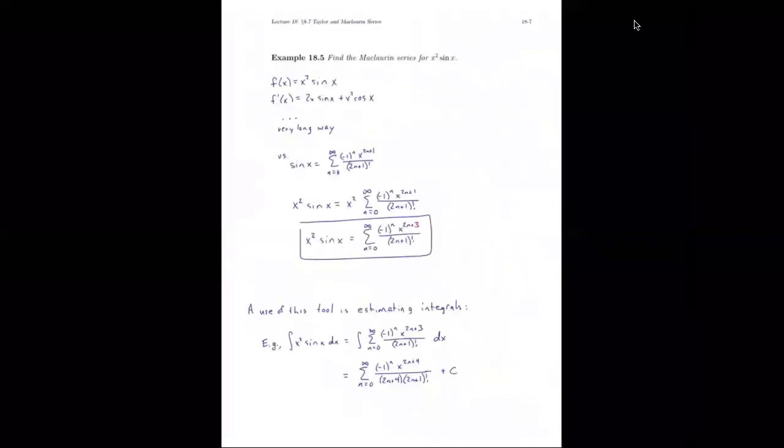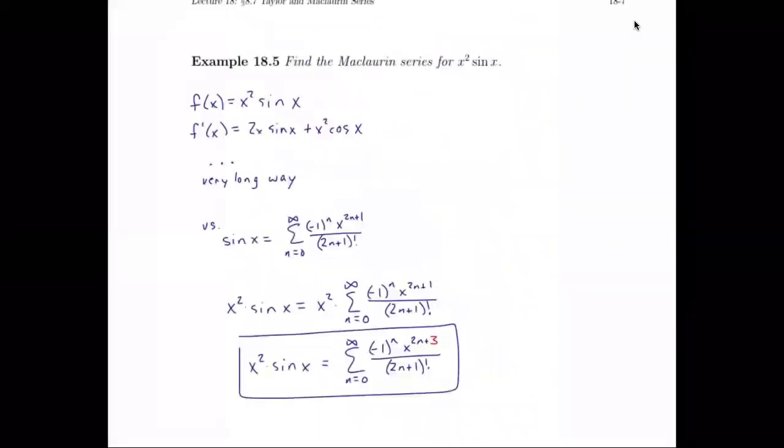So let's find the Maclaurin series for a slightly more complicated function, x squared times the sine of x. It's still a Maclaurin series, so we're still dealing with centers at 0. What we could do is start out the long way. F of x is x squared sine of x. F prime of x is this product rule.